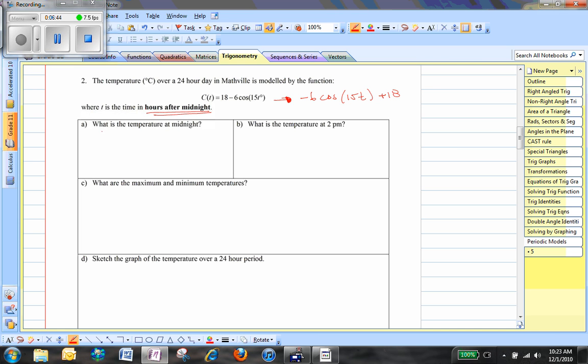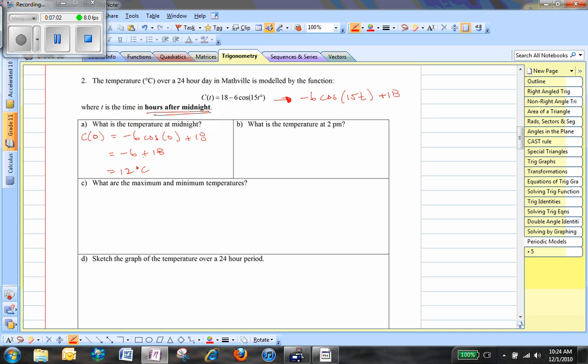At midnight, basically, time is nothing. Time is 0. So I want C at 0. So that's -6 cos 0 plus 18. Well, cos 0 is 1. So that's -6 plus 18, which is 12 degrees Celsius.